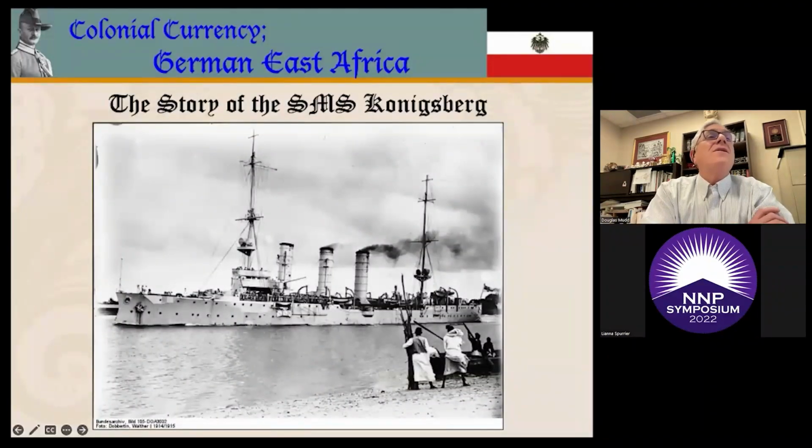Now, back to the history and stories here. I mentioned the SMS Königsberg, and I figure this is one of the interesting stories that's worth telling. And it does have a numismatic angle, since the shells from the Königsberg were reused in order to make some of the wartime coinage.